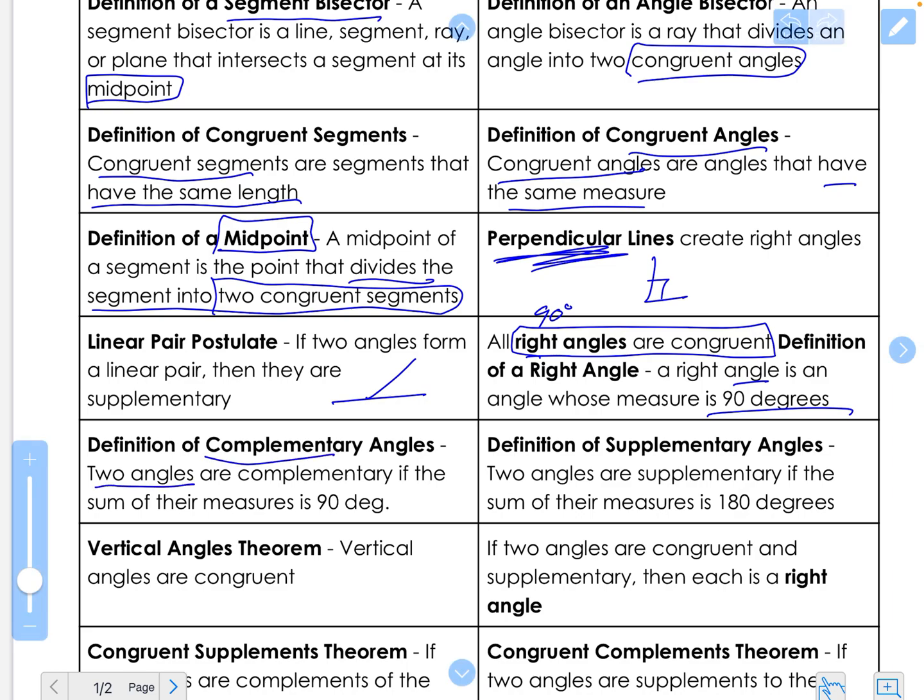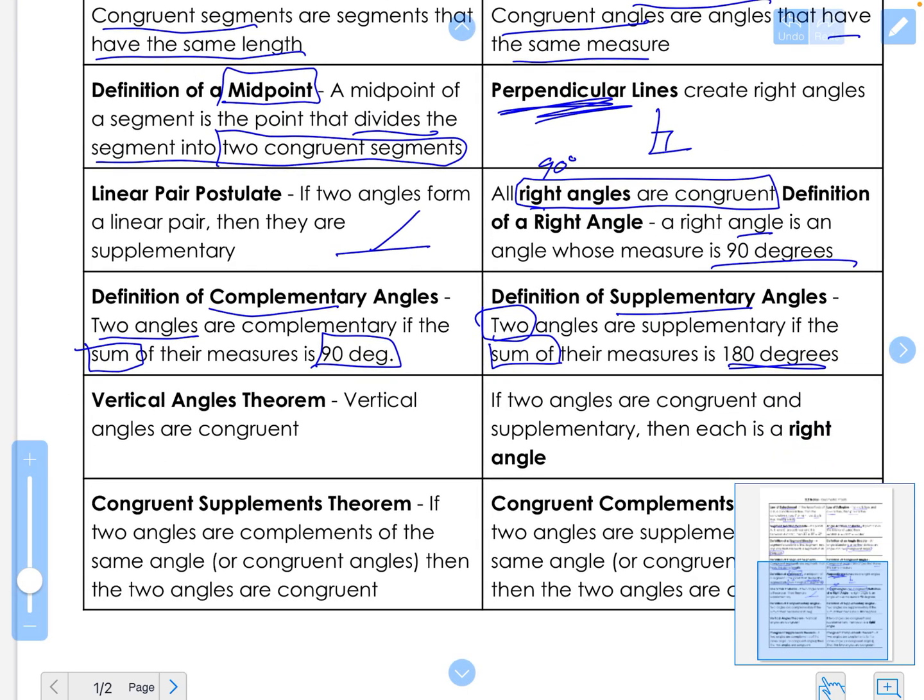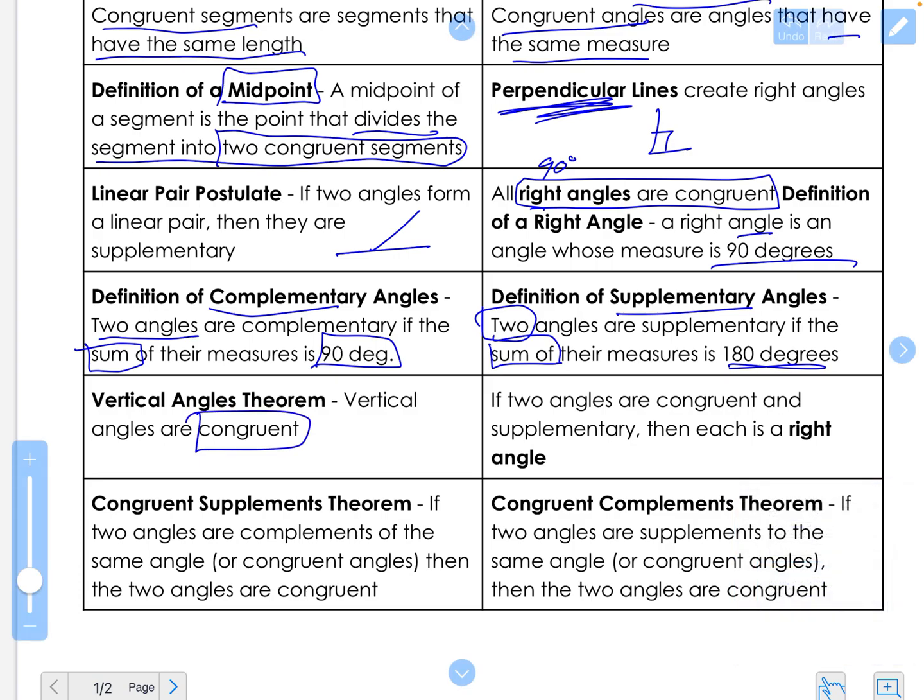Complementary angles are two angles that, when added together, we get 90 degrees. Supplementary, the sum of two angles is 180 degrees. Vertical angles, we know they are congruent. We know if two angles are both congruent and supplementary, then we know they are right angles.